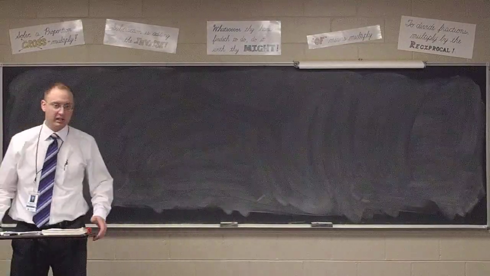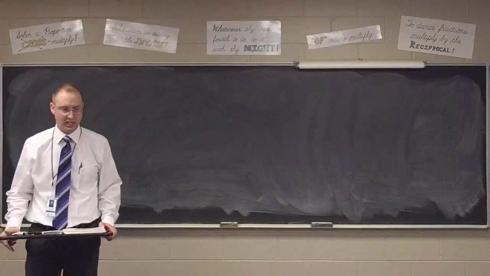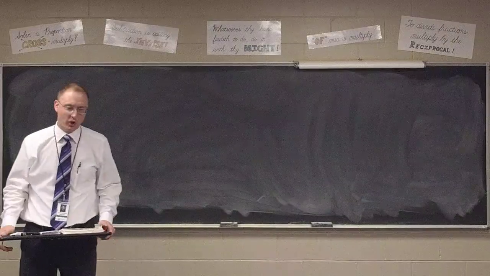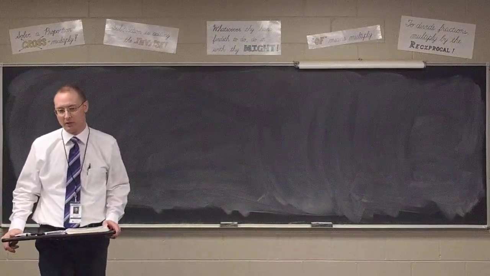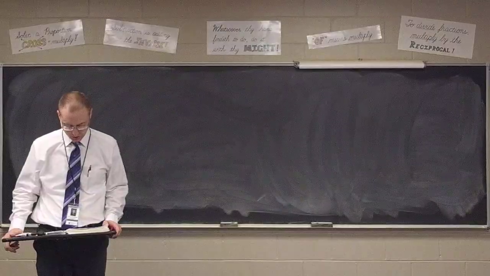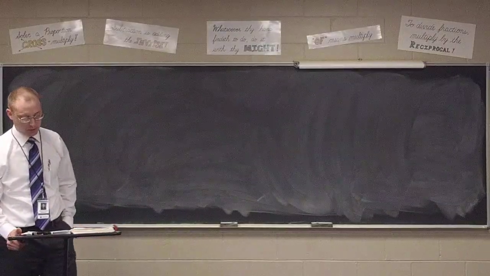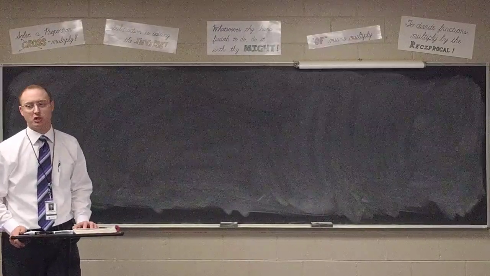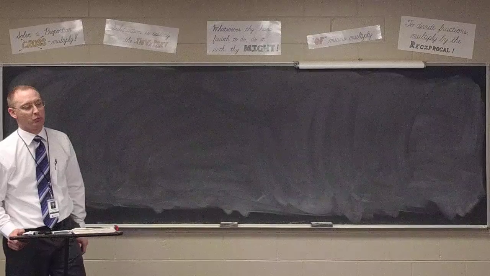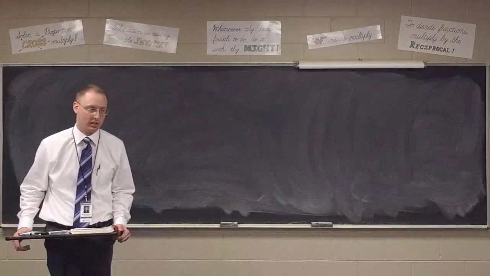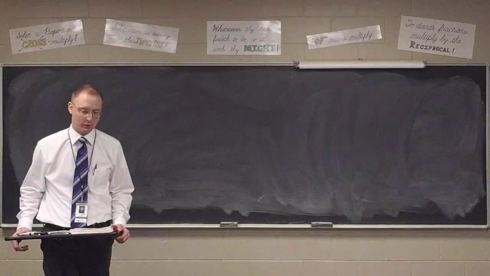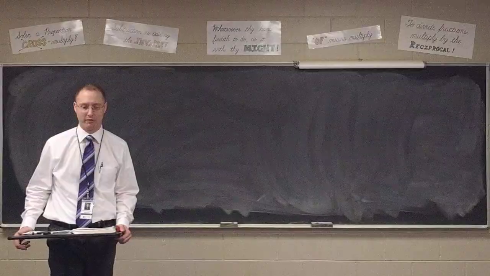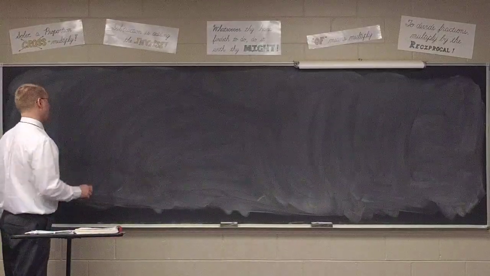Theorem 70. You should have copied Theorem 69 in the corollaries last night. Theorem 70, picking up where we left off, says this: the area of a triangle is equal to 1/2 the product of its base and altitude.